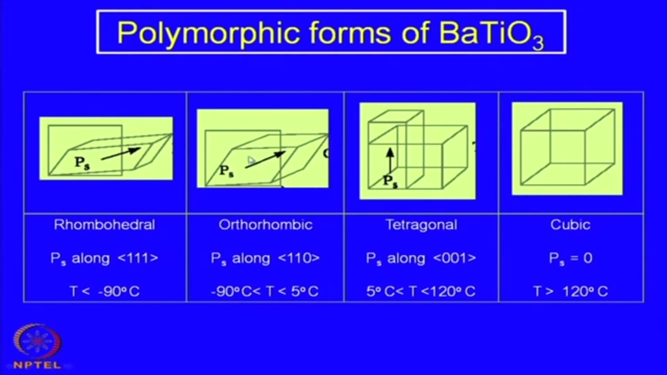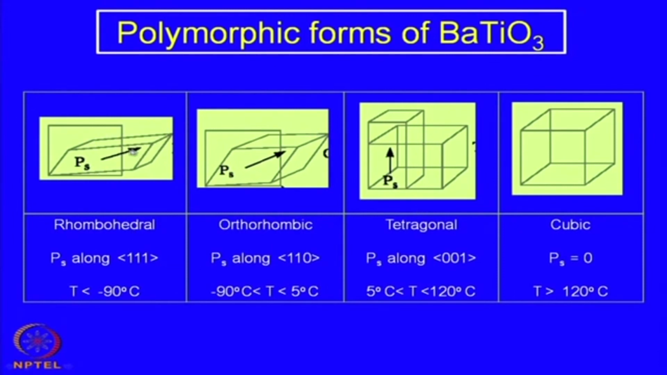110 is along the face diagonal. Here it has been pulled along the face diagonal, and that is how the distortion comes here. If you pull along the body diagonal, then the rhombohedral structure comes. Okay. So, the spontaneous polarization is along the 111 direction, and this is stable below -90 degrees centigrade. So, these are the 4 different polymorphs, and all these are ferroelectric.